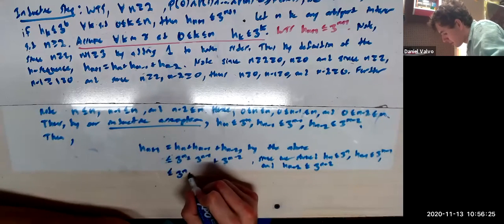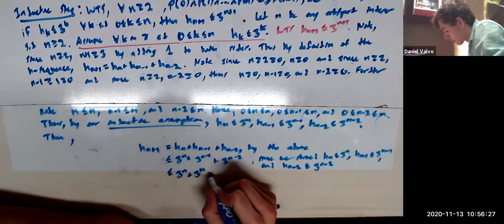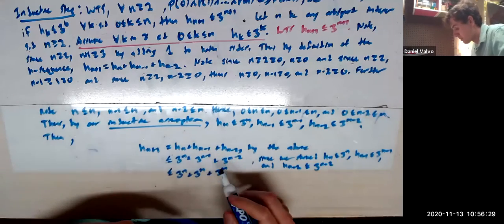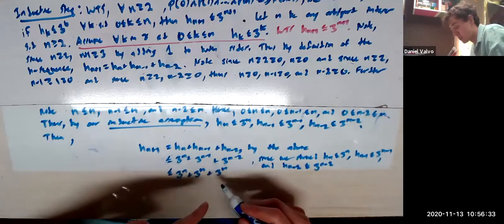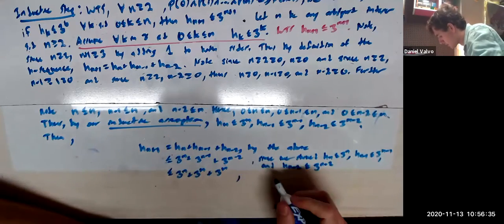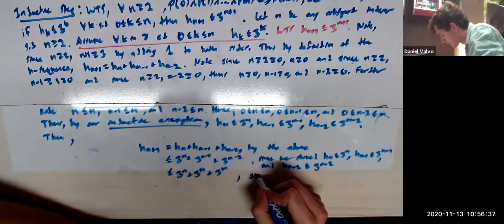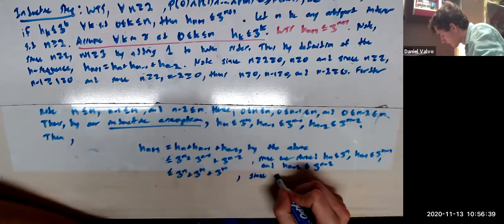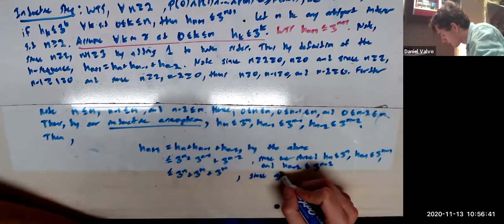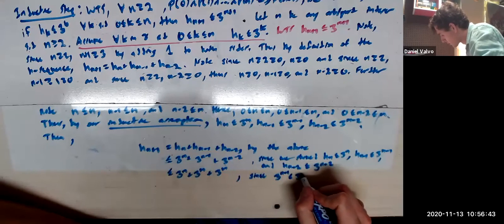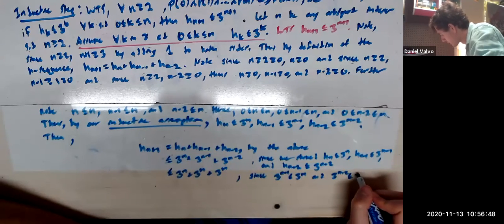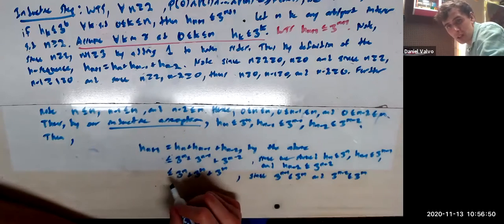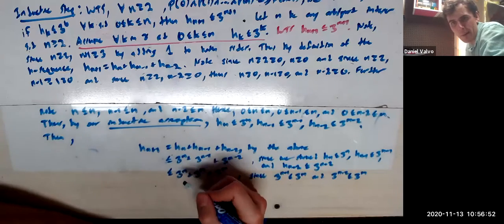Therefore, this is less than or equal to 3 to the n plus 3 to the n plus 3 to the n. Because 3 to the n minus 1 is less than or equal to 3 to the n, 3 to the n minus 2 is less than or equal to 3 to the n, on and on like that. We can also say 3 to the n is less than or equal to 3 to the n, but we just copied it, so it's fine.